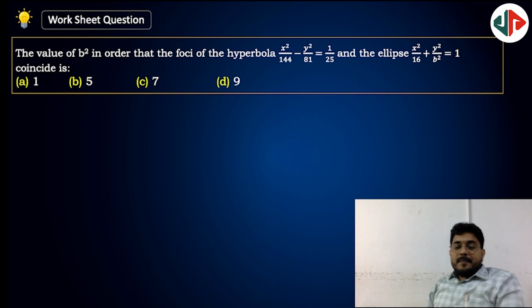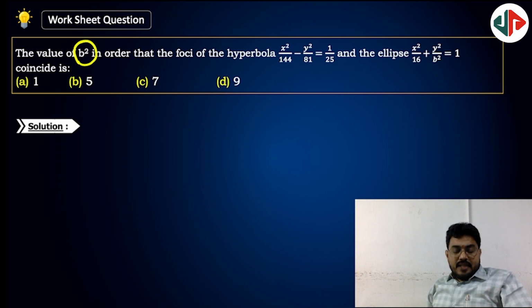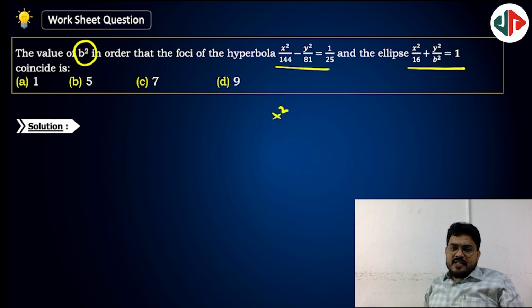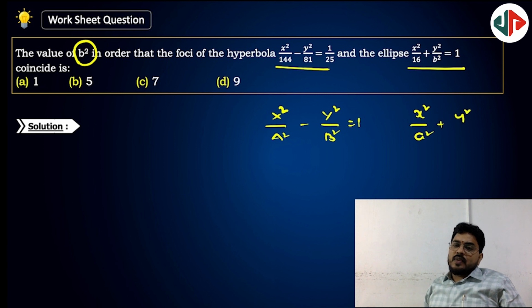Next question: the value of b square, in order that the foci of the hyperbola and the ellipse coincide. So here the hyperbola is x square by a square minus y square by b square is equal to 1. Here the ellipse is x square by a square plus y square by b square is equal to 1. Its focus is the root of a square plus b square.